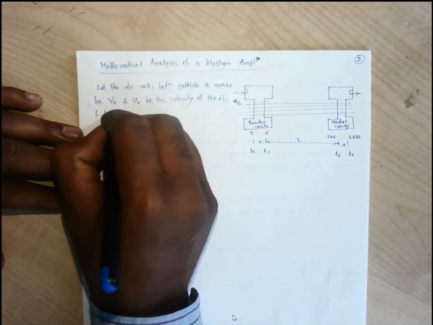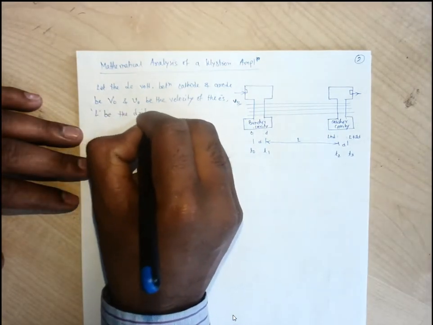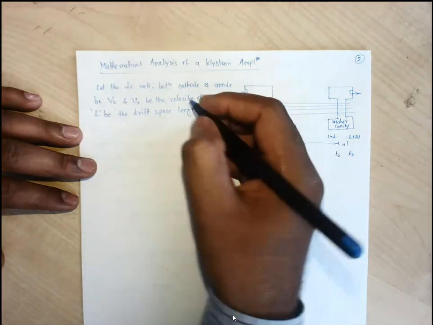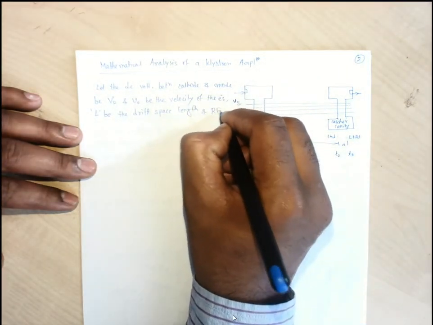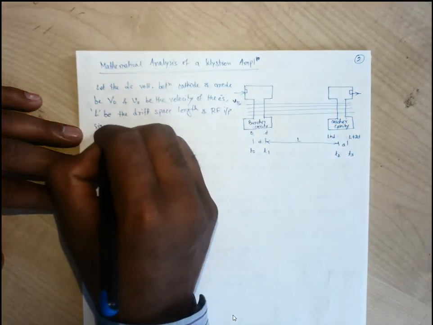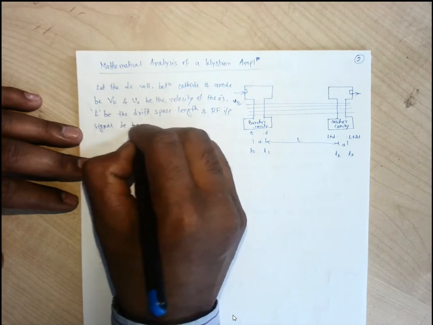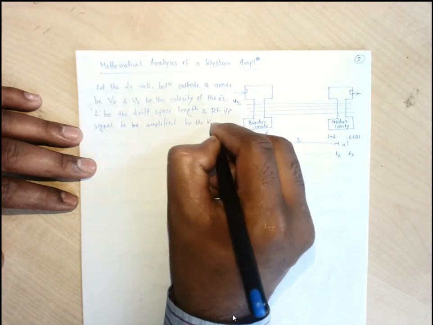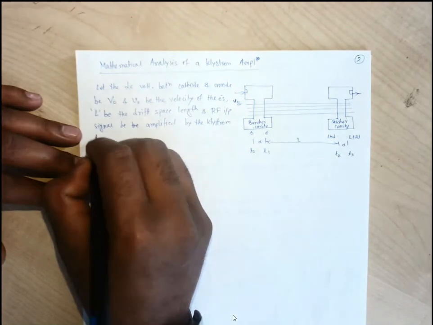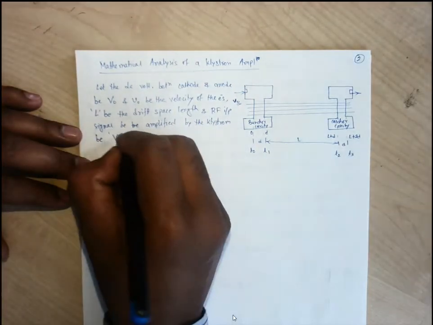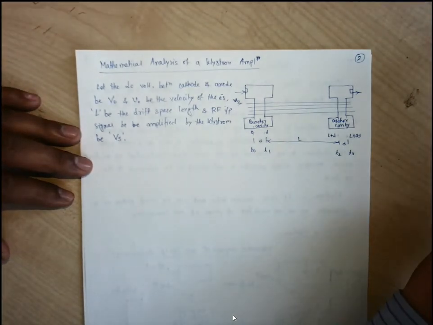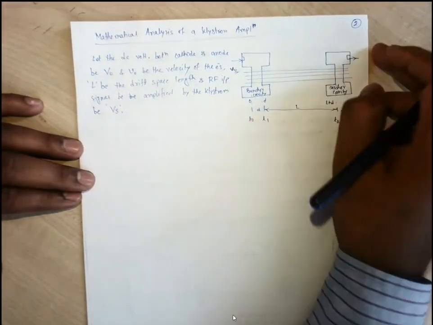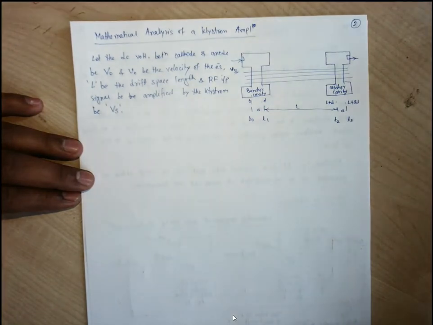Let L be the drift space length, and the RF input signal to be amplified by the klystron be Vs. So this Vs signal, which is given into the buncher cavity, is going to be amplified. This Vs will be amplified when it is collected from the catcher cavity.